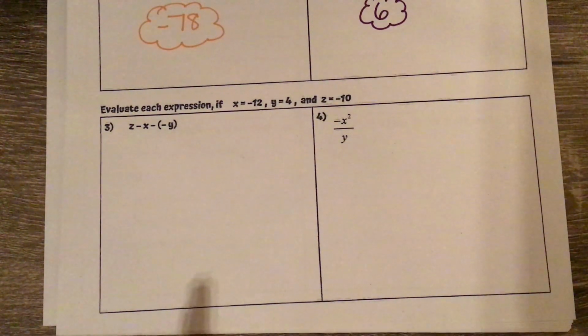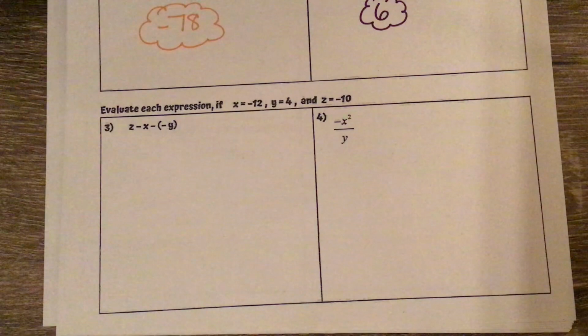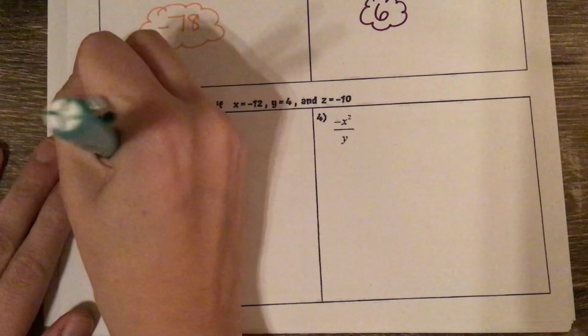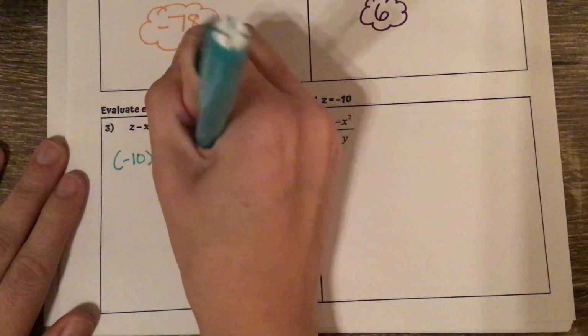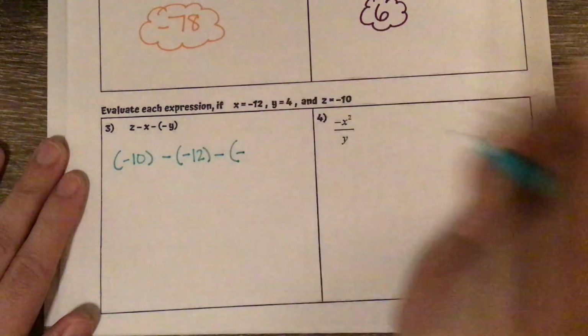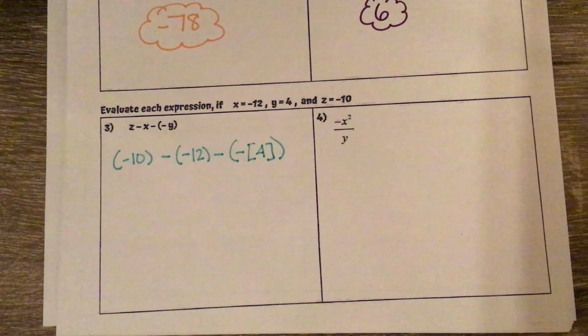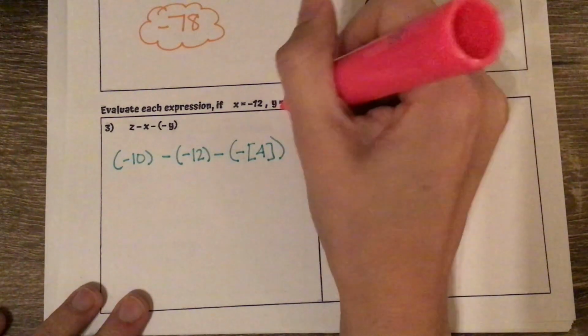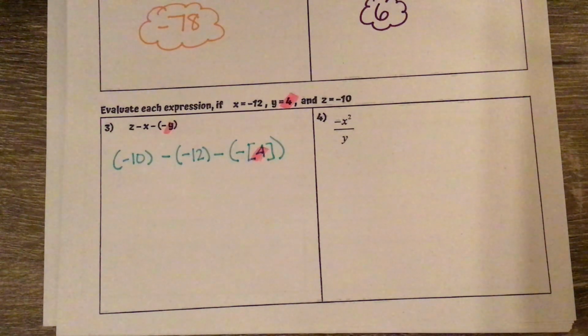All right, number 3, we have different values here. X is -12, Y is 4, and Z is -10. So I'm plugging in here. We've got our Z, which is -10, minus our X value of -12, minus our Y, minus negative Y value of 4. It didn't really matter how I did those parentheses. I'm just trying to clearly show where I'm plugging in the Y, right here. So I rewrote everything else.